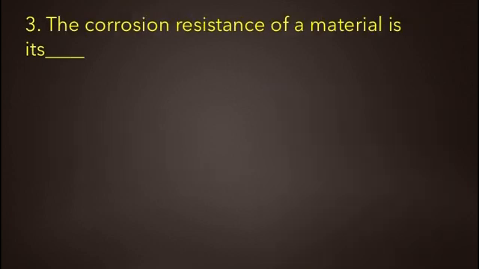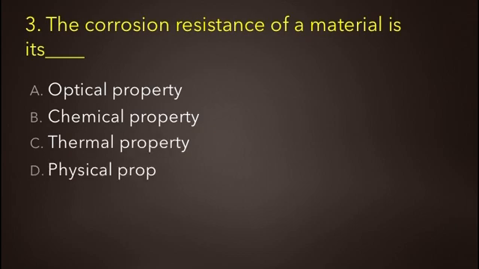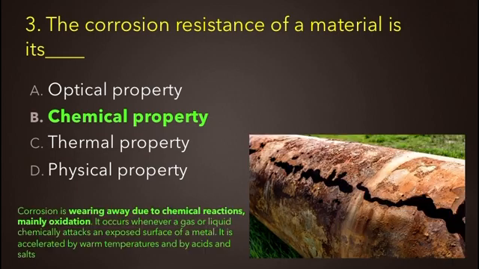Let us see the third question. Corrosion resistance of a material is its dash. We have options A. Optical property, B. Chemical property, C. Thermal property, and D. Physical property. The right option is chemical property because the metal will react with other chemicals which are present in the atmosphere. So the rust will be attached to it, and this rusting process or corrosion will be accelerated by warm temperatures and acids, also salts.